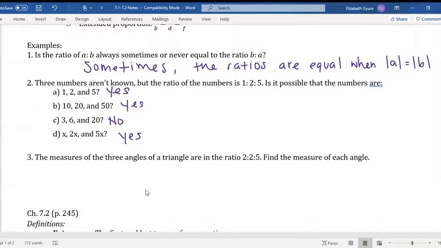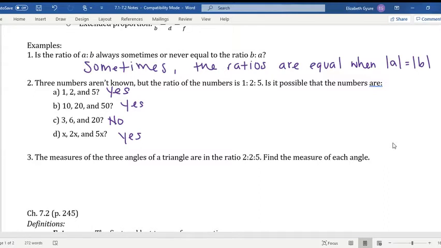And then this is just an application of how we can apply an extended ratio. The measures of the 3 angles of a triangle are in the ratio of 2 to 2 to 5. Find the measures of each angle. Now I know that many of you could probably just guess and check this, but I want to show you how to actually write an equation for this. First of all, we know that all 3 of the angles are going to have to add up to be 180, right?